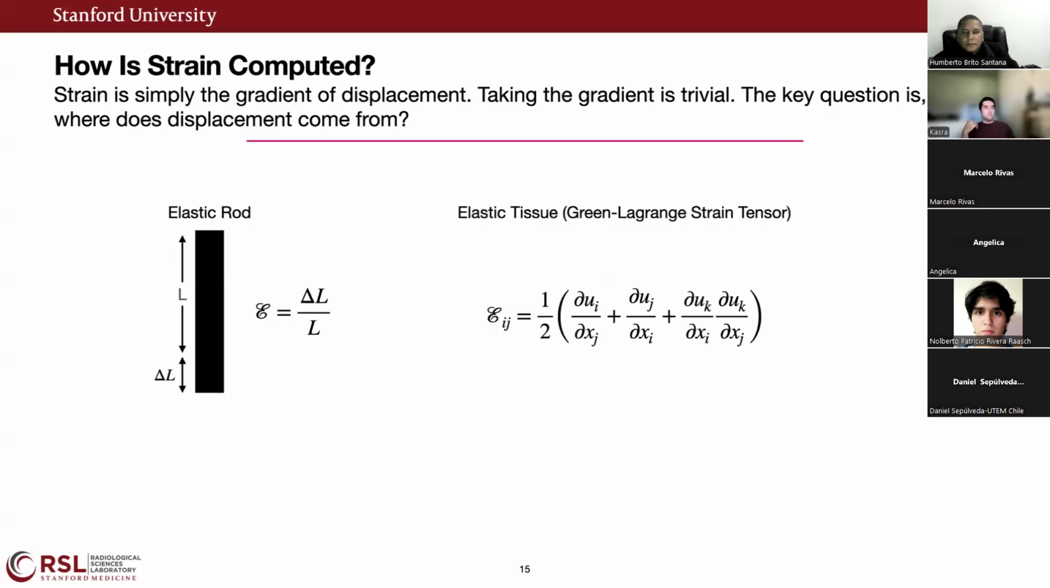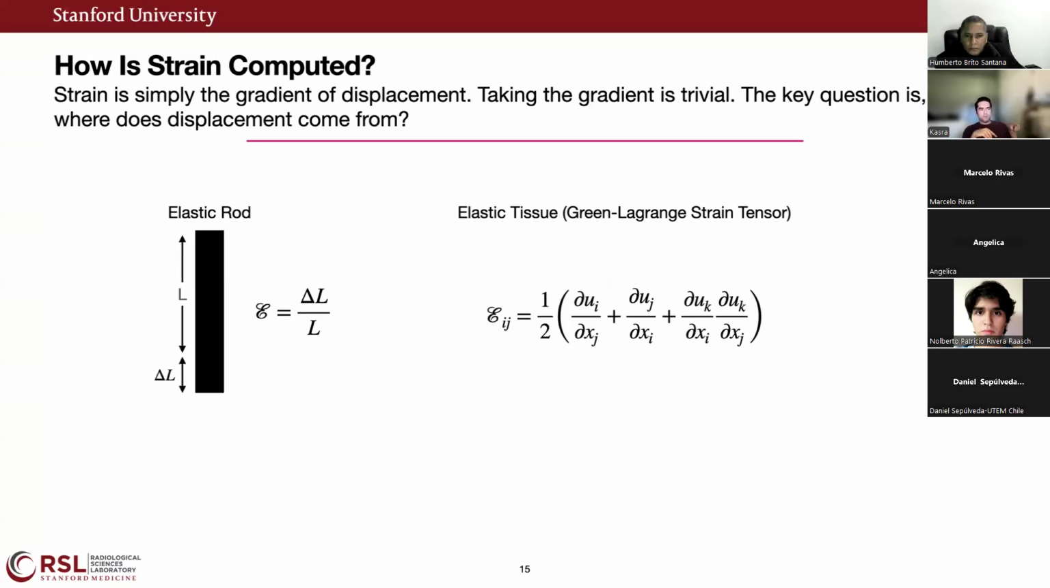But when we are dealing with biological tissue, it's a little more complicated, not too much, but a little more complicated because we don't really have a good sense of what the unperturbed original length of the tissue was in order for us to compute this kind of a ratio. So we decided to work with the Green-Lagrange strain tensor in this problem.